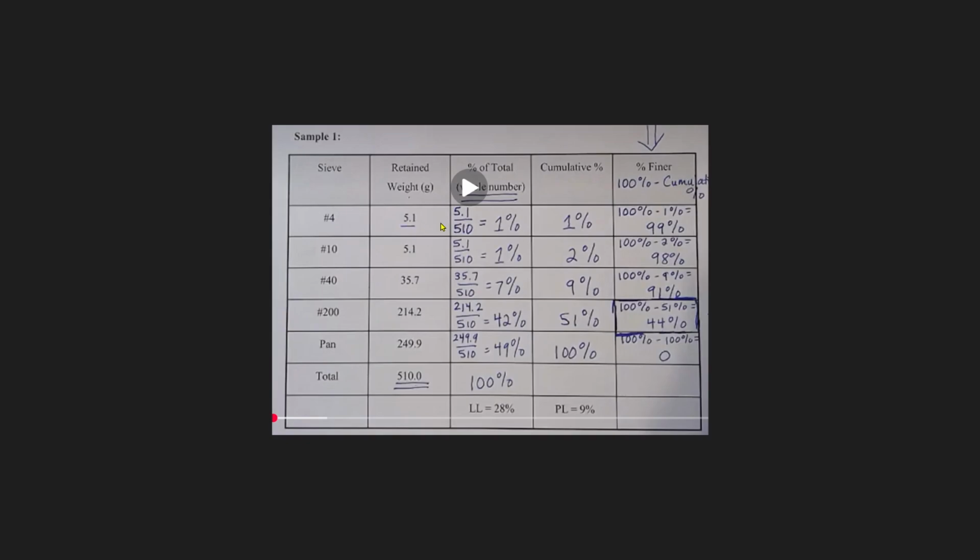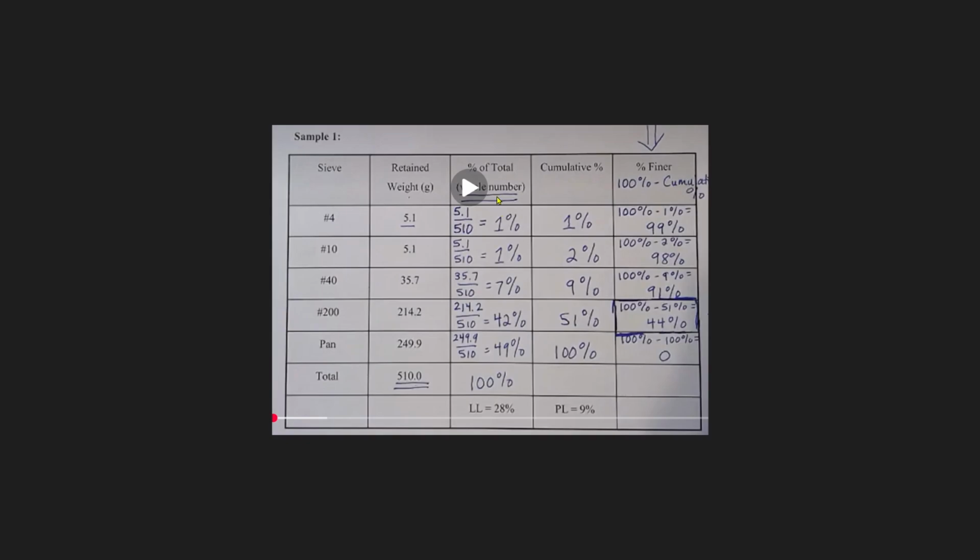Well, to get a percent out of it, you would take 5.1 and divide it by this total, 510, and that's going to give you 1%. And then again, it's 5.1 divided by 510, 1%. But look at cumulative. Now you've got to add this to this and you get that. That's your cumulative percent. I'm sorry, this is your actual percent, but this is cumulative percent.